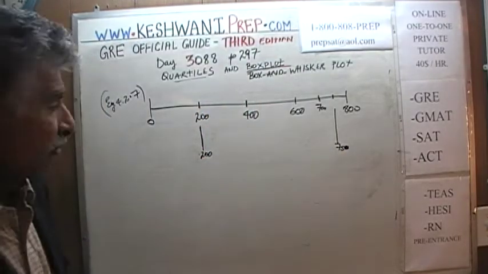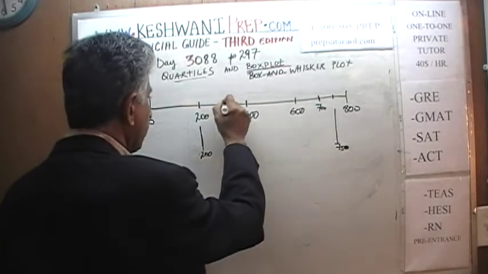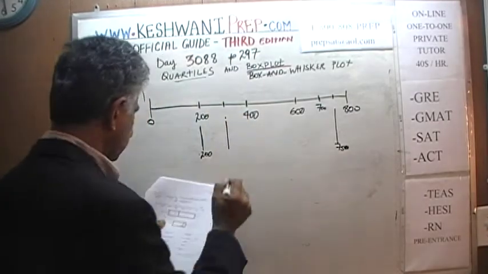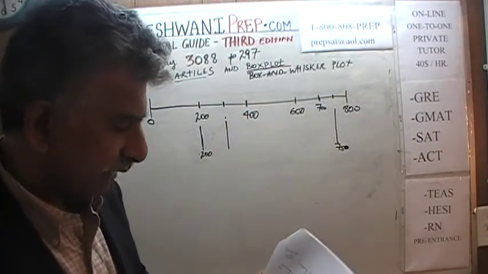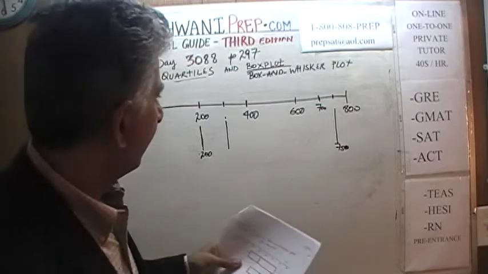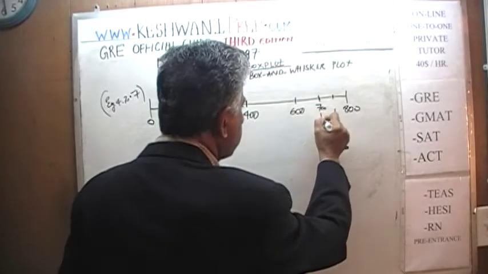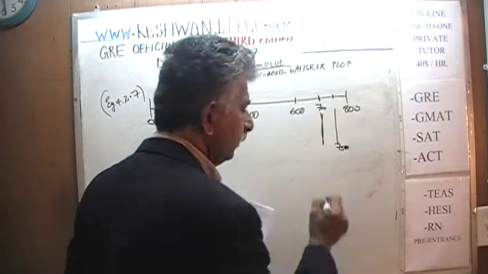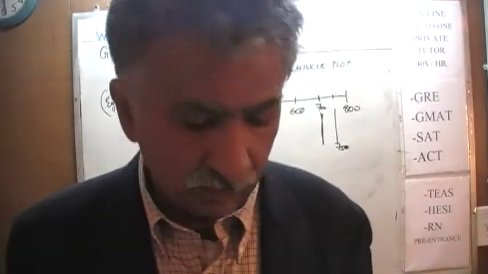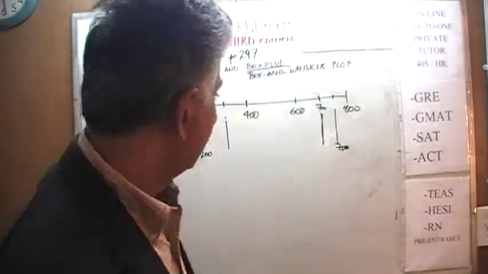We are told that the first quartile marker is at 300, and the third quartile marker is at 700. Once we have the first quartile marker and the third quartile marker, we have our box. Let's put it in the box.